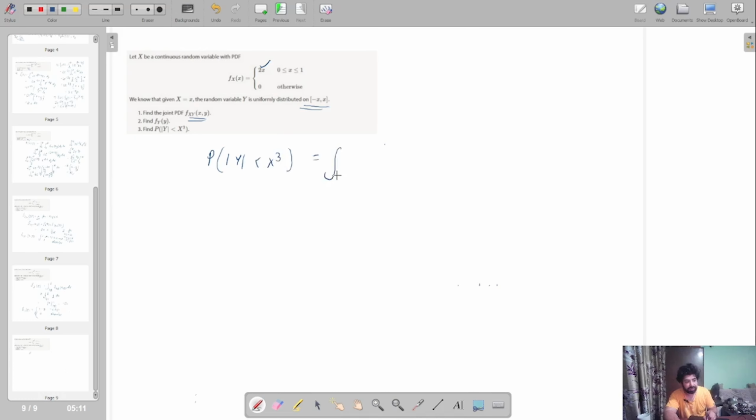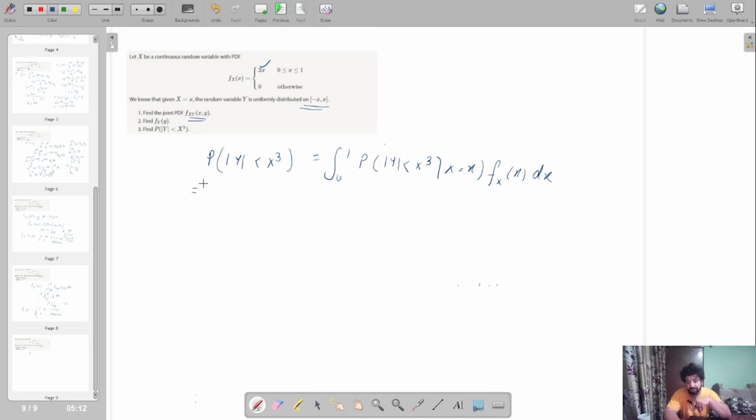This can be 0 to 1 integration, which is given in the problem, and probability y less than x cube for x equals x, f_X(x) dx. Now see this. For a given value of x, modulus of y must lie between minus x to x, as mentioned in the problem. And we are looking right now for the probability that y should be less than x cube.